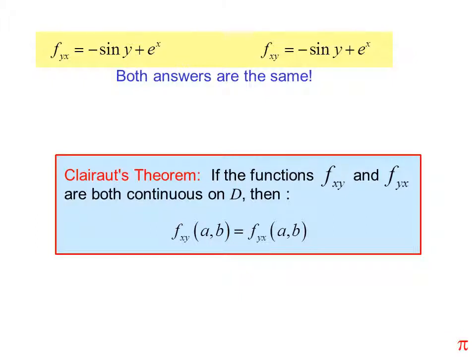Clairaut's Theorem says if the functions f sub xy and f sub yx are both continuous on D, then f sub xy of a and b is equal to f sub yx of a and b. In other words, it does not matter which partial derivative you take first.